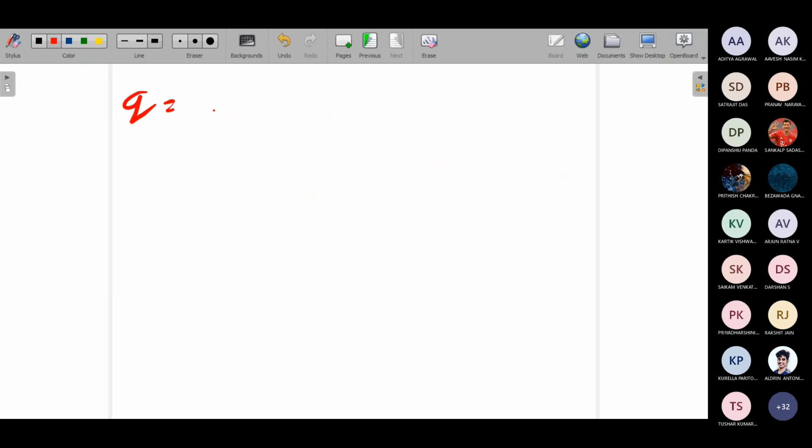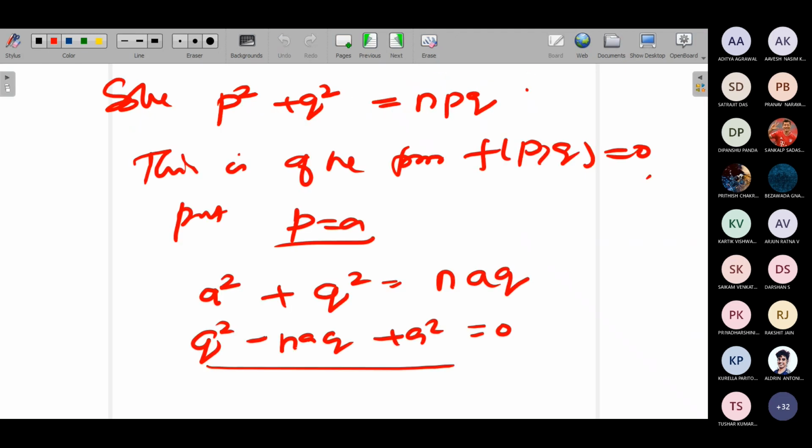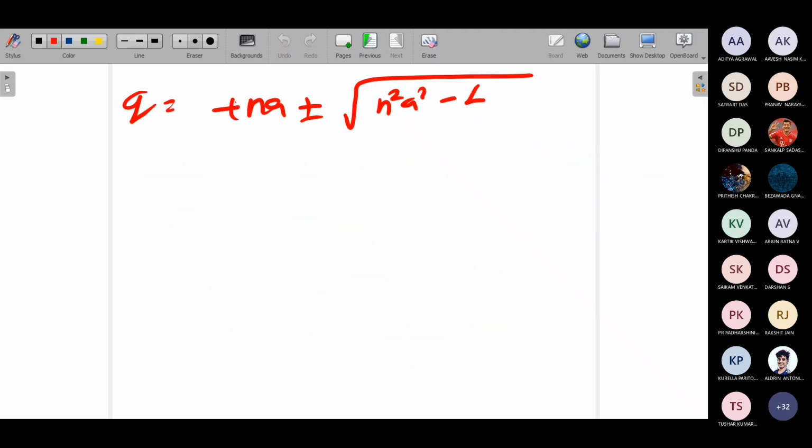So Q will be equal to minus B. What will be your minus B? Minus N into A, so plus NA, plus or minus square root of B square. What is your B square? N square A square minus 4AC, so you will get 4 into A into C, divided by 2A.